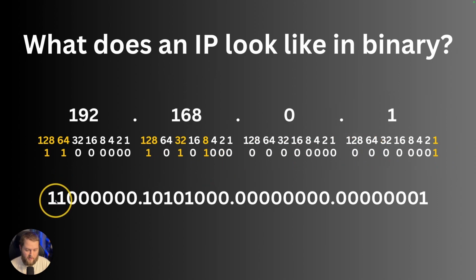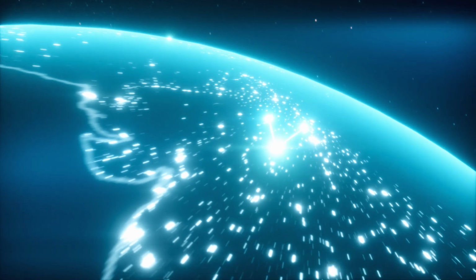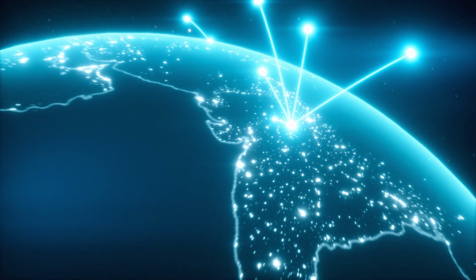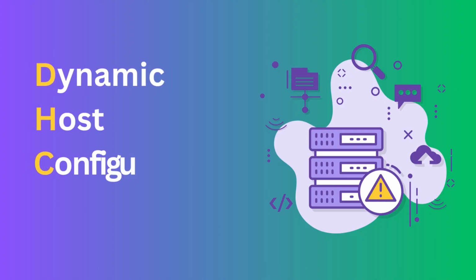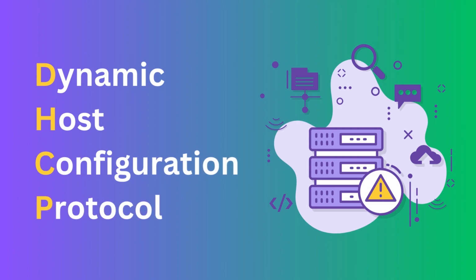So this is what it ends up looking like in the end. And that's what an IP would look like in binary. However, we don't talk like that, so we're going to just stick to 192.168.0.1.